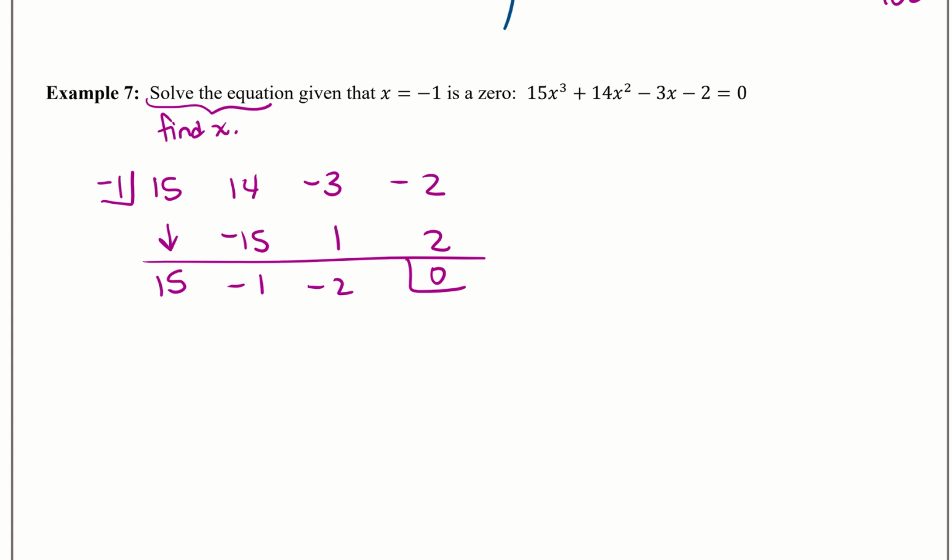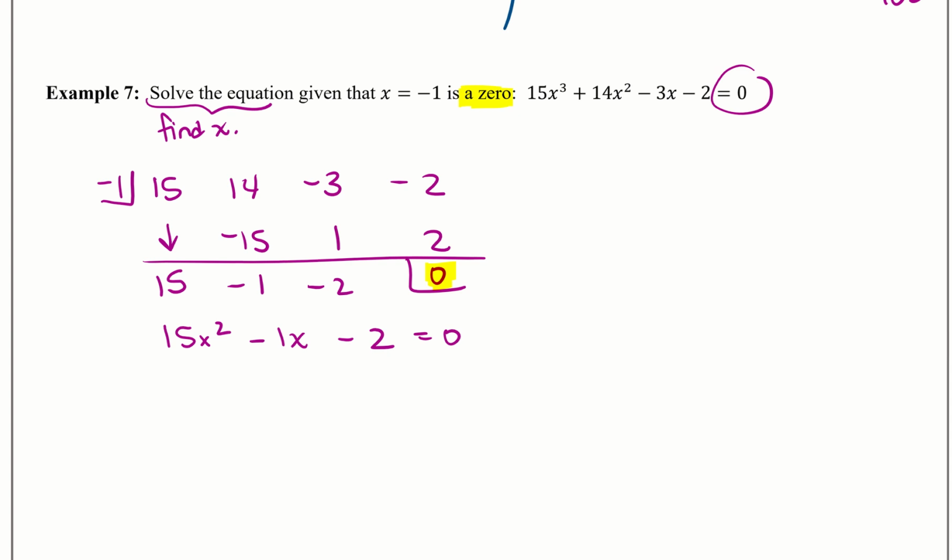That's important. If I did not have a remainder of 0, I would know I made an error. X equals -1 is a 0. I have to have a remainder of 0 here. So what do I have left? I have left the quadratic 15x squared minus 1x minus 2. And I want to solve this to see, where does this one equal 0?